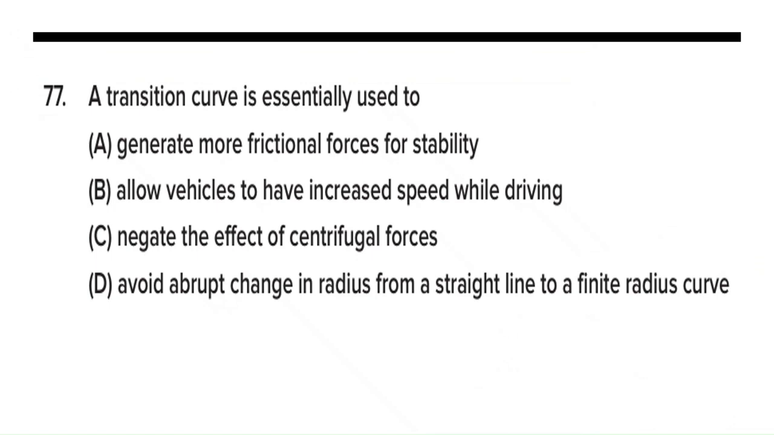A transition curve is essentially used to generate more frictional forces for stability, allow vehicle to have increased speed while driving, negate the effect of centrifugal forces, avoid abrupt change in radius from a straight line to finite radius curve. In transition curves, a transition curve means a curve which is provided when a straight line road meets a circular curve. In between these two stretches we are providing transition curves.